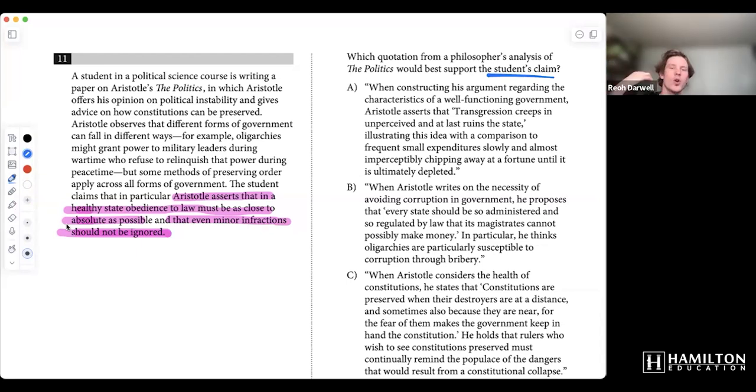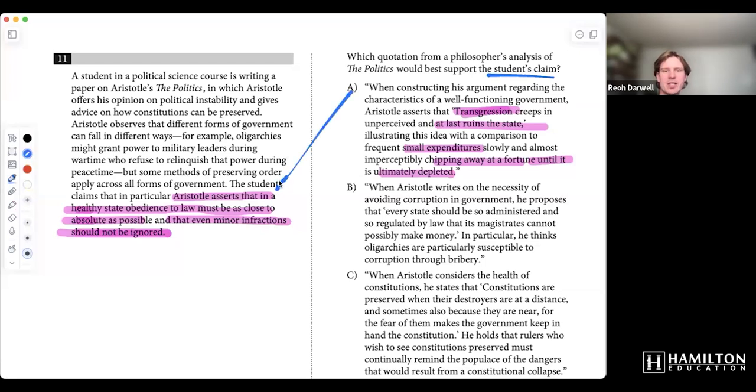All right. So which answer choice shows this most of all? Okay. A does. Why? Transgression means breaking the law. So transgression ruins the state. And to allow transgression is like letting small expenditures chip away at a fortune until it is depleted. So this metaphor that small expenditures will chip away at a fortune is the same claim as small breaking of the rules will ruin a state. Okay. So that is how A and the student's claim are connected.